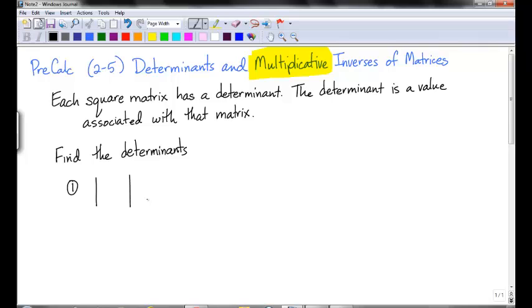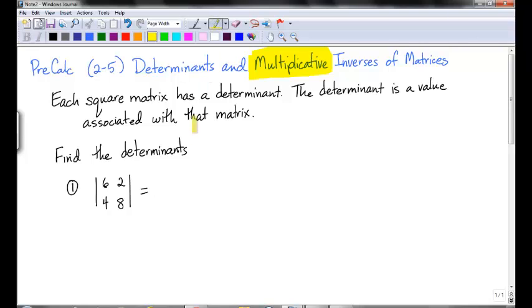Okay, find the determinants. Okay, on this first one, a matrix had a bracket around it. Determinants have straight lines. Okay, and it's a 2 by 2. And if you just listen, you can write it. First row across is 6, 2. Second row across is 4, 8. Okay, make sure it's got straight lines, not brackets.